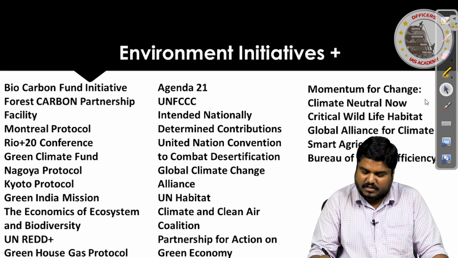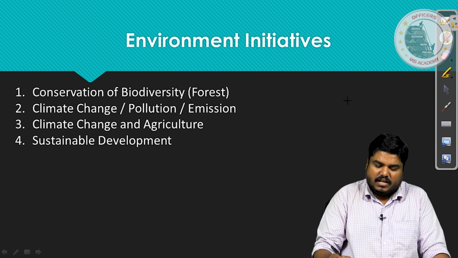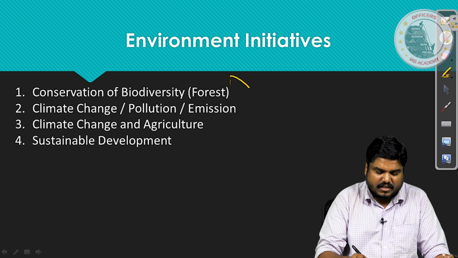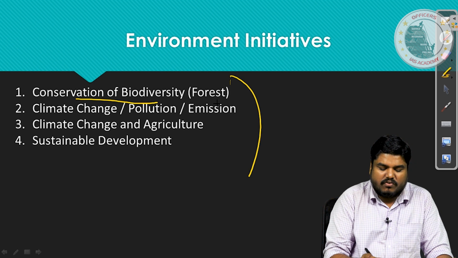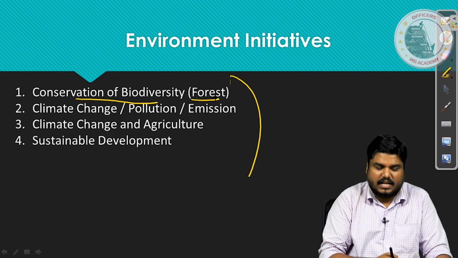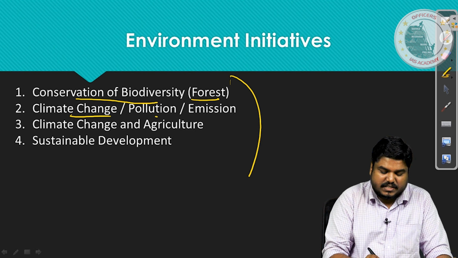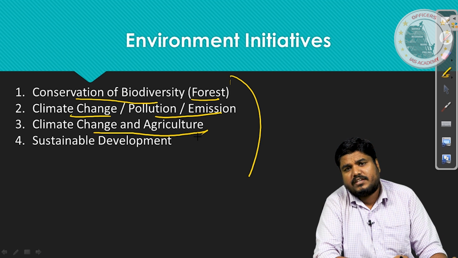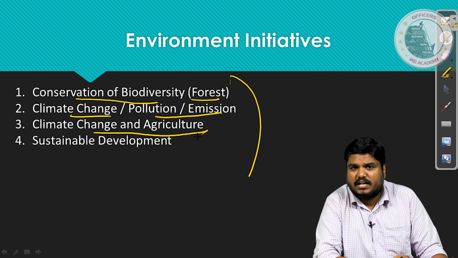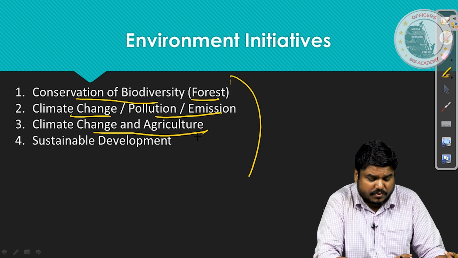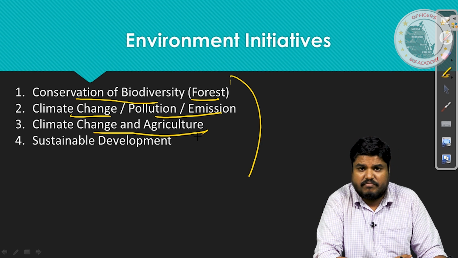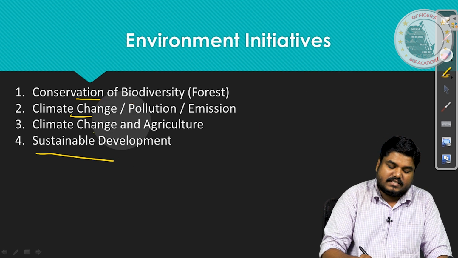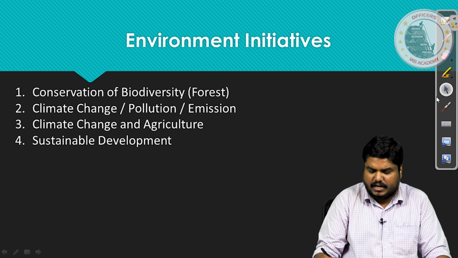So, what we have observed from these initiatives, by looking into the topics, is that UPSC largely focuses on the conservation of biodiversity, particularly forest related conservation, climate change, pollution, emission, and agriculture. This is going to be a deadly combination in the coming 2020 prelims. Climate change and agriculture initiatives, schemes related to climate change and agriculture, are going to become very important. Please make a note. And sustainable development, anything related to sustainable development is very important, right.